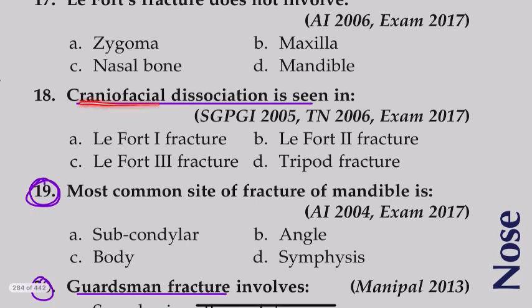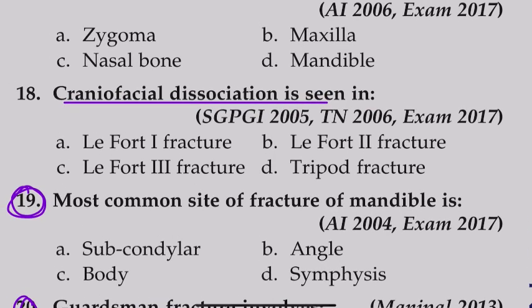Craniofacial dissociation is seen where? It is seen in type 3, right? In Lefort 3, pig snout deformity is also seen. Type 3 runs from the medial orbital wall to the superior orbital fissure, across sphenoid and zygomatic bone to the zygomaticofrontal suture and inferiorly to the pterygoid plate. This is Lefort 3 fracture, and craniofacial dissociation is seen here.